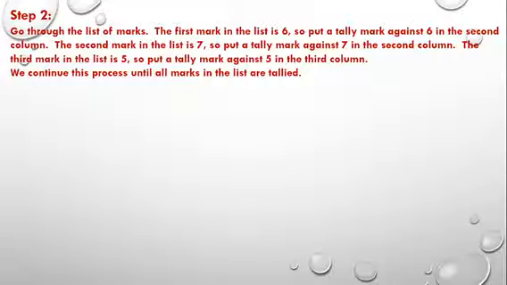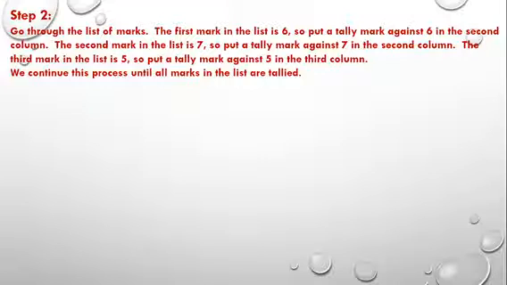So the second mark on the list, for example, is 7. So you put a tally mark against 7 in the second column. And then the third mark is 5. You do the same thing, and then you continue that process on and on. I believe that you are very familiar with this, from your grade 8 thereabout. So I expect that there would be no challenge with this.